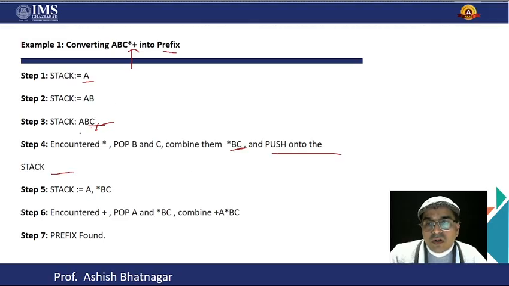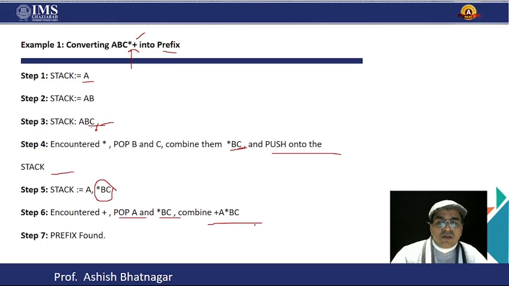So we have just to push into the stack. A is already included in the stack, so the top of stack value is star BC, and after that we have just to find out the plus operator and pop A and star BC, and combine them like this. So this is the plus A star BC. This is the required prefix notation, and we have just to check it out. The plus A star BC is the final prefix form, right?